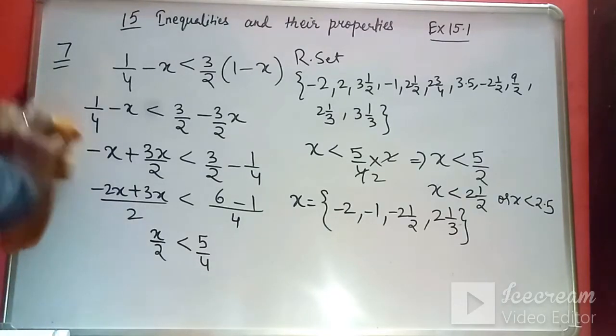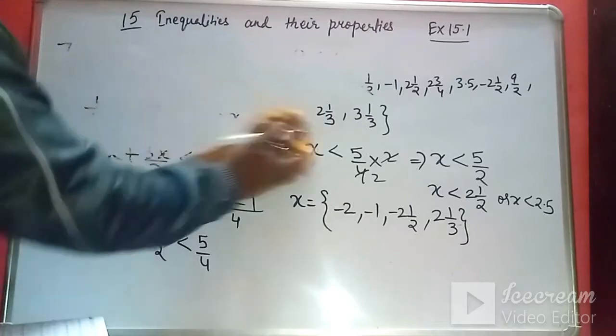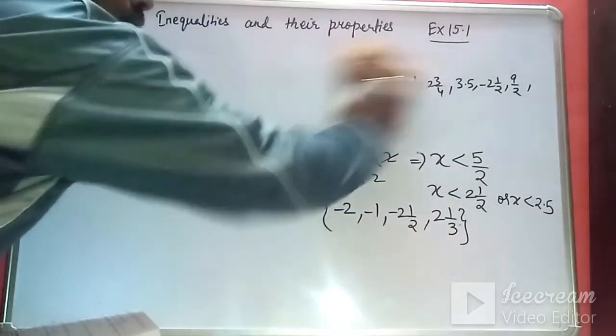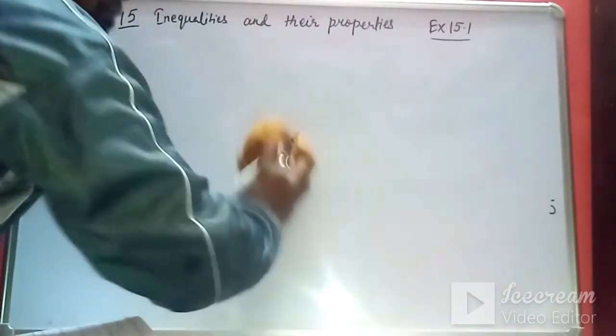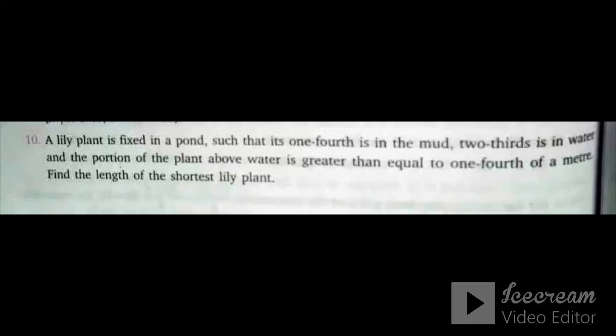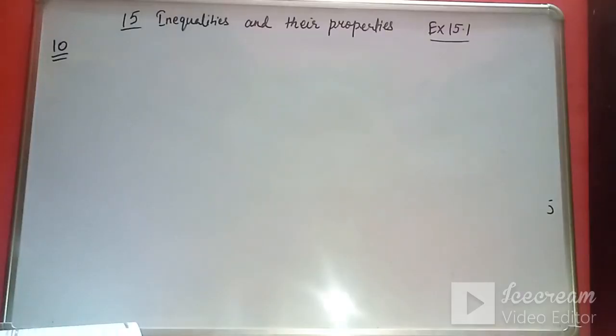Then let's see the last question of this exercise. Question number 10. A lily plant is fixed in a pond such that its 1/4 is in the mud, 2/3 is in water, and portion of the plant above water is greater than or equal to 1/4 of a meter. Find the length of the shortest lily plant.